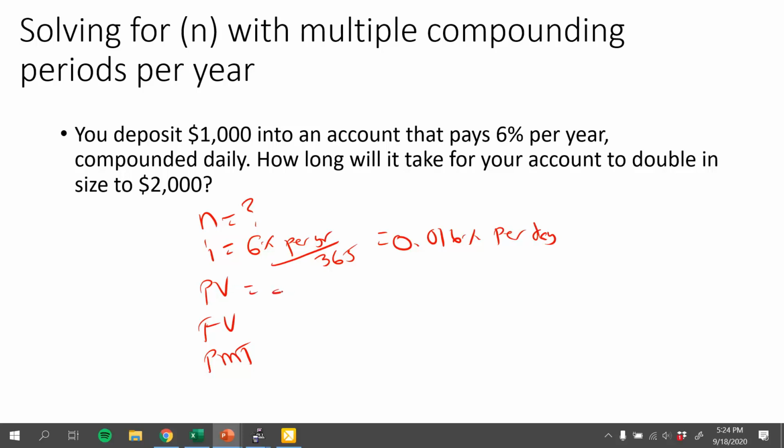Our PV is going to be negative 1,000 because we're depositing that. And our future value is 2,000. We want to know it's going to double in the future. So we're going to have $2,000 in the future. PMT is 0. And now let's go to Excel to find this value for N.